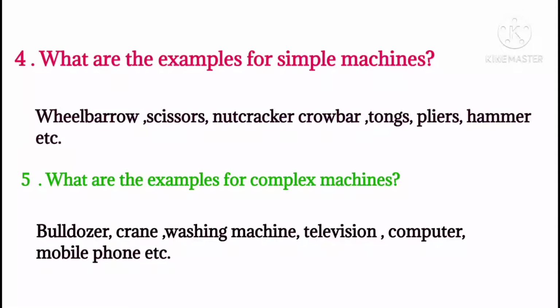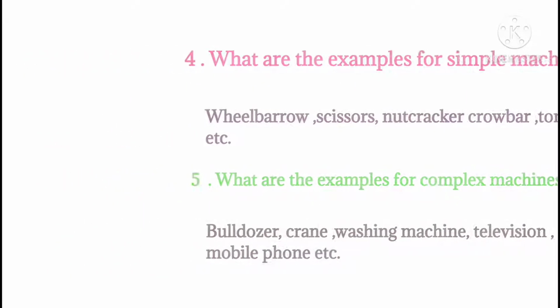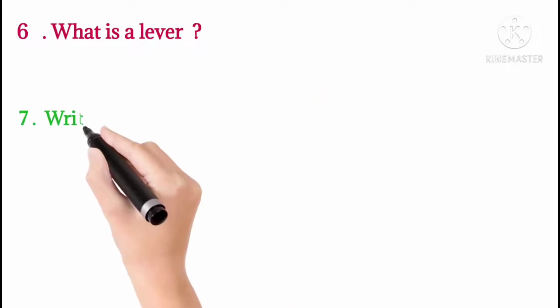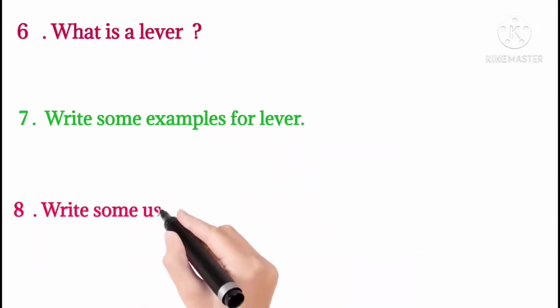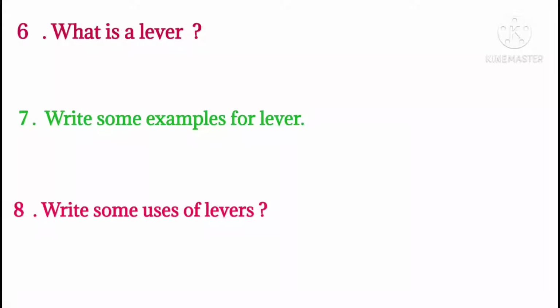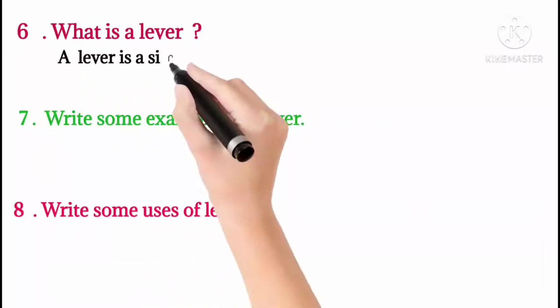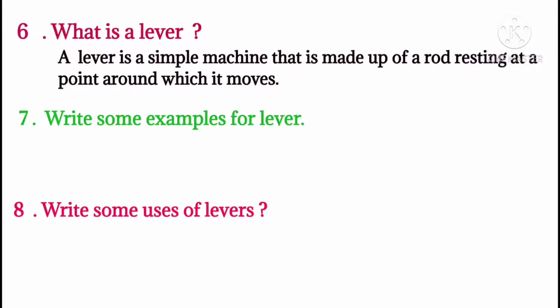Question number 6. What is a lever? There are three types of levers: first class, second class and third class levers. The difference between the three classes depends upon where the force is, where the fulcrum is and where the load is. A lever is a simple machine that is made up of a rod resting at a point around which it moves.